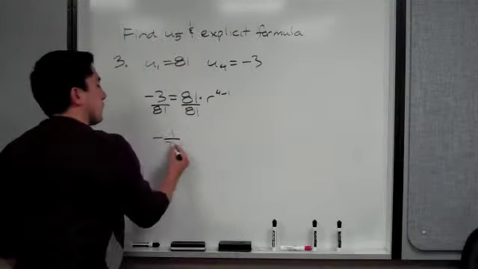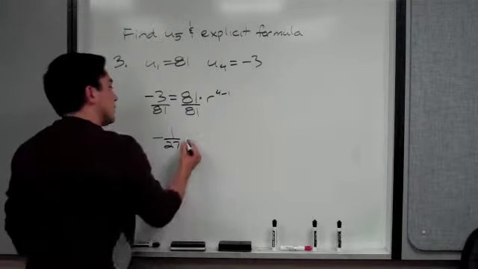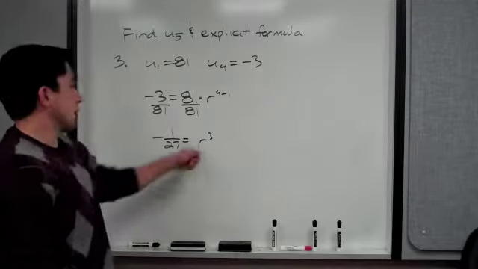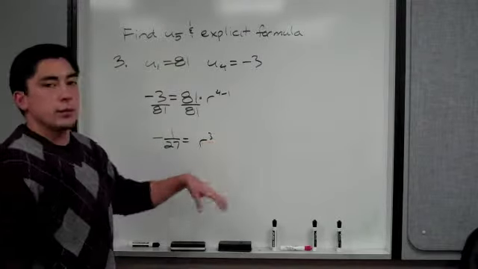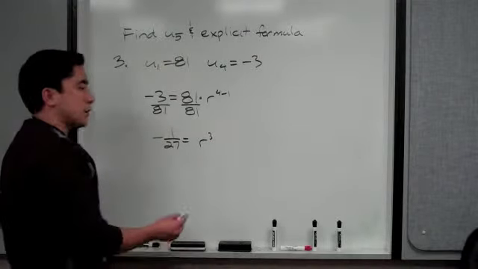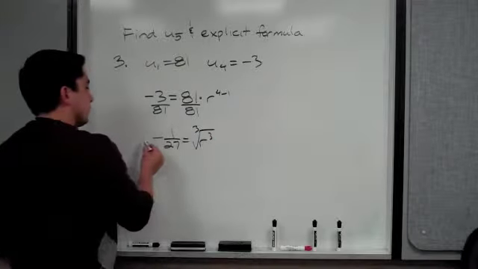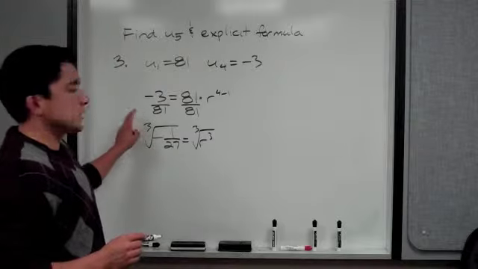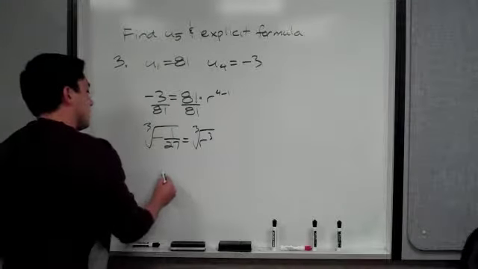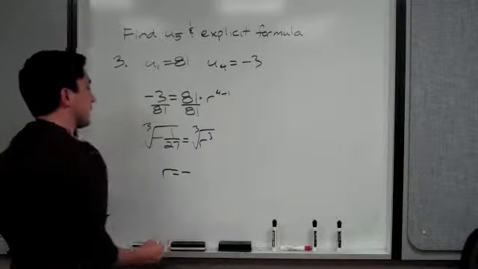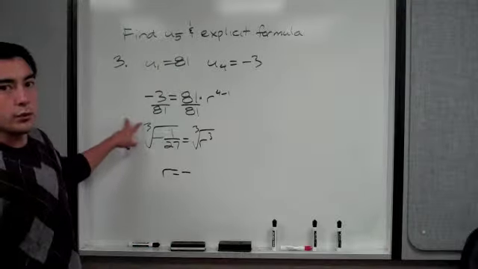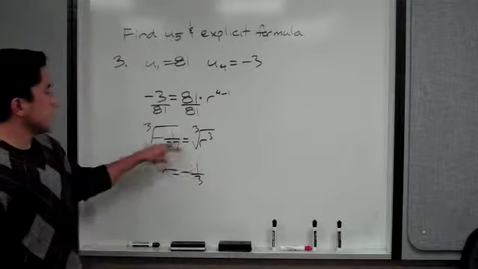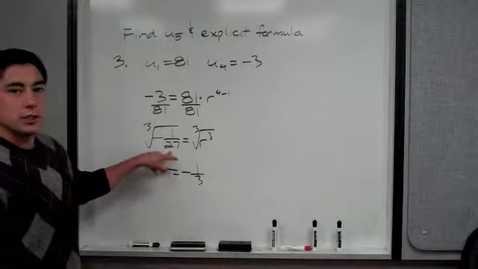So you get negative 1 over 27 is equal to r to the 3rd. Okay? And again, we need to get rid of anything away from r. So get rid of the cube right here. So we do the 3rd root of both sides. And it's okay that there's a negative underneath the 3rd root because it's an odd root. So therefore, r is going to be equal to negative, when you take the 3rd root of 1 over 27, you get 1/3. Because 1 to the 3rd is 1, 3 to the 3rd is 27.